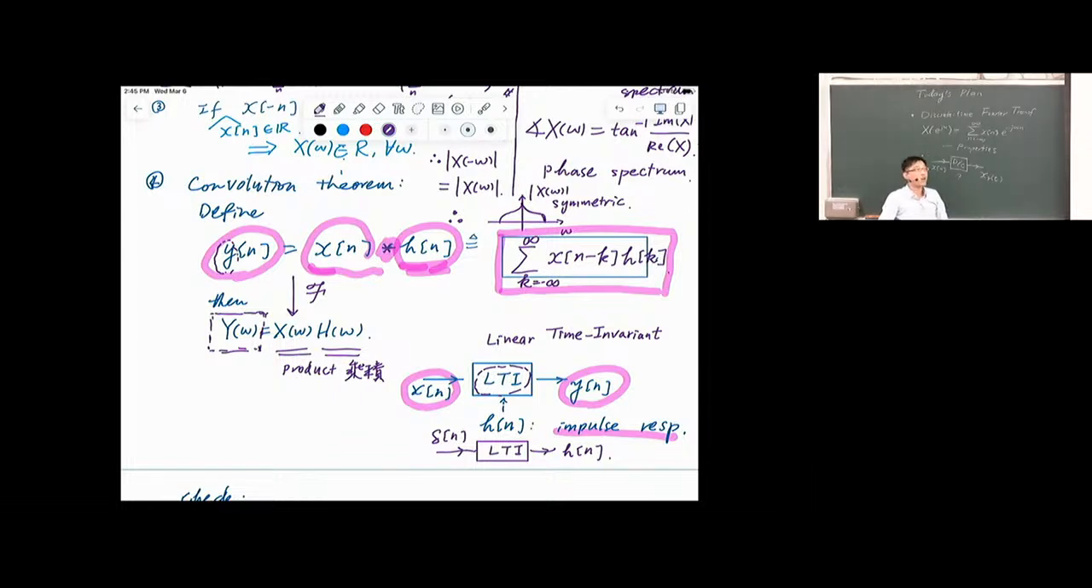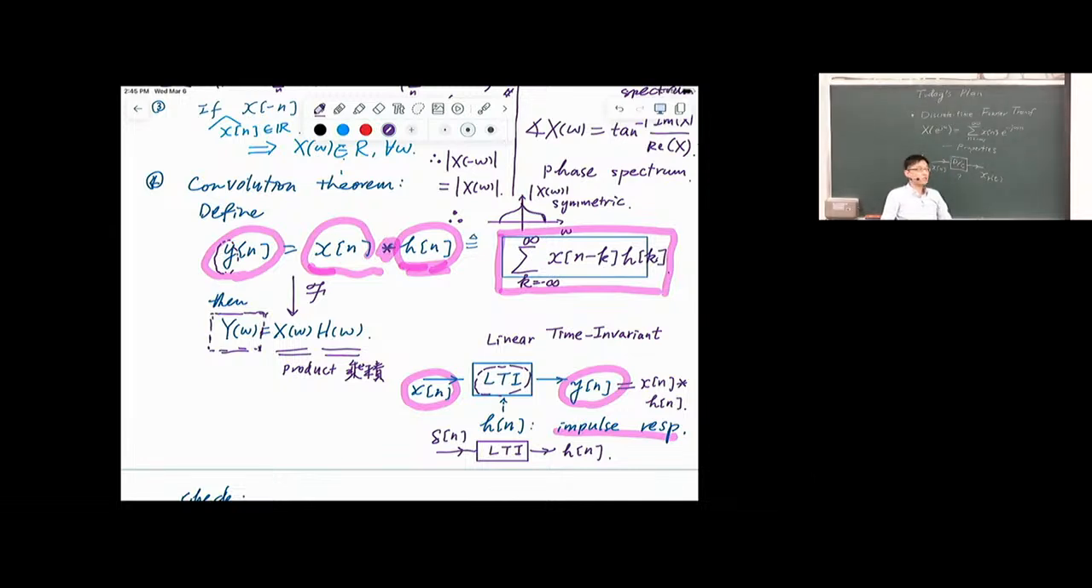So that's why we need the convolution theorem. The output is always equal to x of n convolved with h of n. It makes sense. We'll cover this.